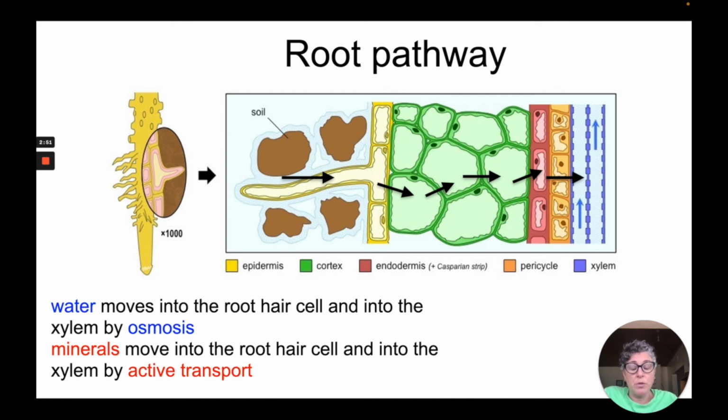The minerals, of course, also are going to move into the root hair cell and into the xylem by active transport. So the minerals are always going to be pumped through the epidermis, through the cortex, and into the xylem to then move up through the xylem tube.